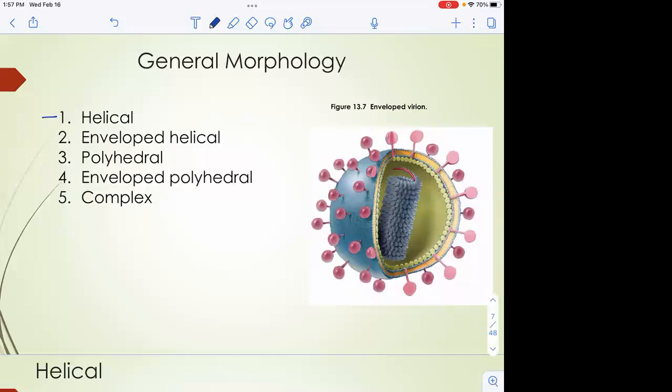Helical, meaning the capsid is considered helical. We'll look at some examples in a minute. Here's an example of an enveloped helical virus, and that just happens to be the SARS virus, SARS-CoV-1, severe acute respiratory syndrome. And then there are capsids that are considered polyhedral, enveloped polyhedral, and then there's a class of viruses that don't really have any kind of symmetry, they're just the miscellaneous ones, and we'll call those complex.